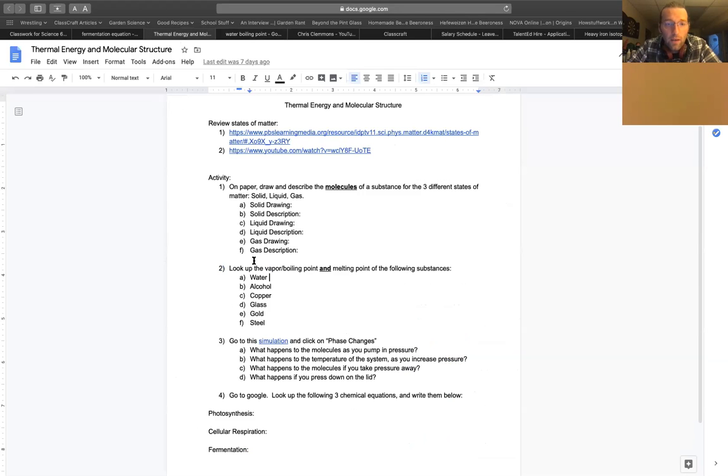I believe the boiling point for copper is like 4,000 degrees. It's way up there. So it kind of shows you how drastically different substances are. That was the point of that assignment.